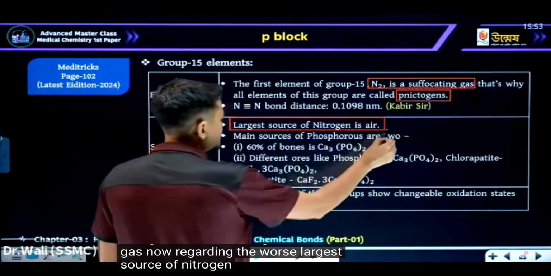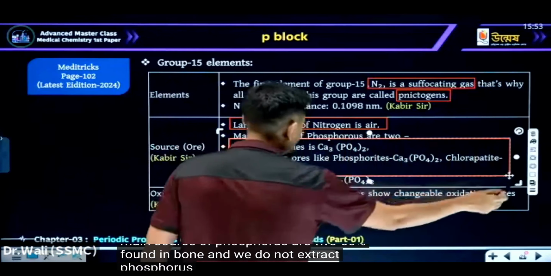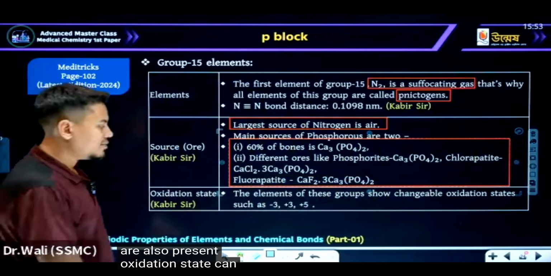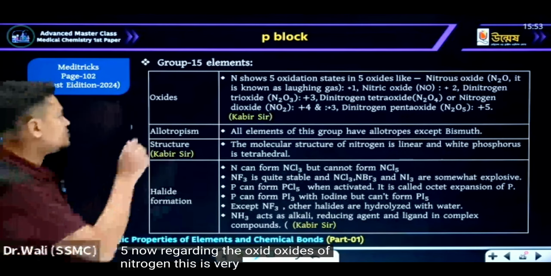Now, regarding the sources, the largest source of nitrogen is air, and the main source of phosphorus is bone. 60% is found in bone, and we do not extract phosphorus from bone. Different ores like phosphides are also present. Oxidation state can range from -3 to +5. Now, regarding the oxides of nitrogen, this is very important.